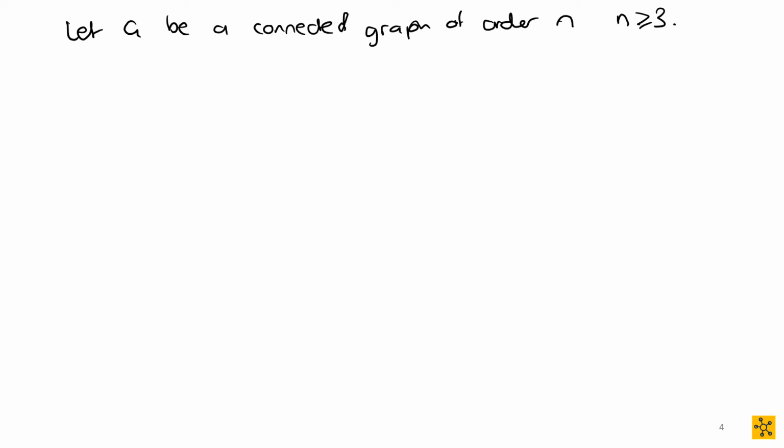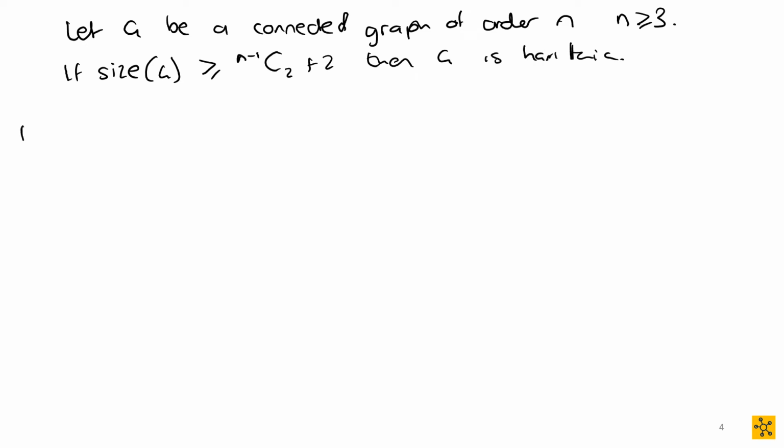Okay, so now we're actually at the theorem which gives us a threshold value for the size to guarantee that it is a Hamiltonian graph. So the theorem is, let G be a connected graph of order n, where n is greater than or equal to 3, then if the size of G is greater than or equal to n minus 1 C2 plus 2, then G is Hamiltonian.